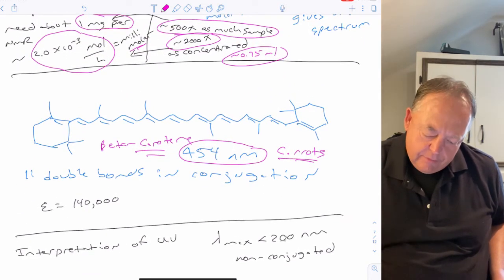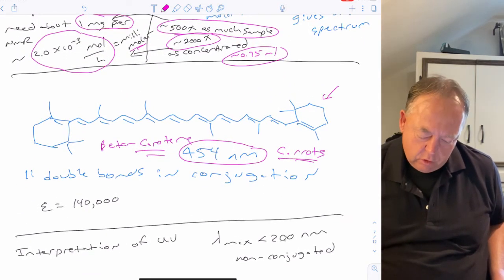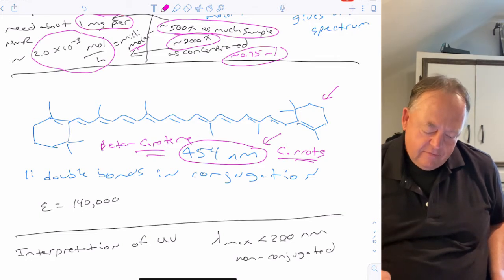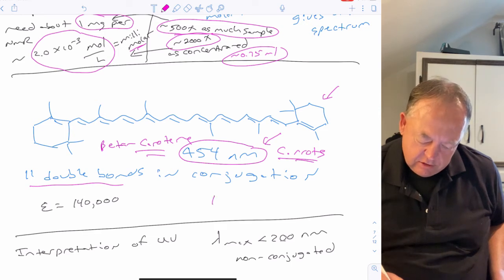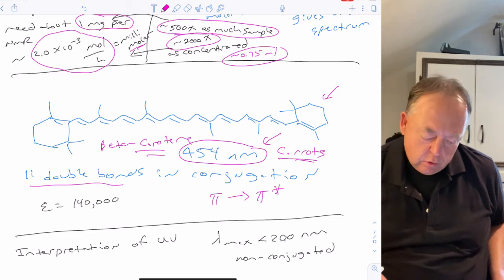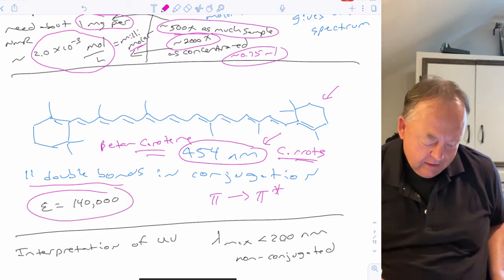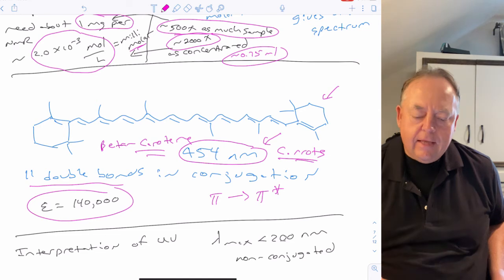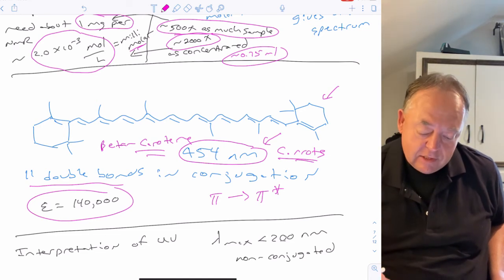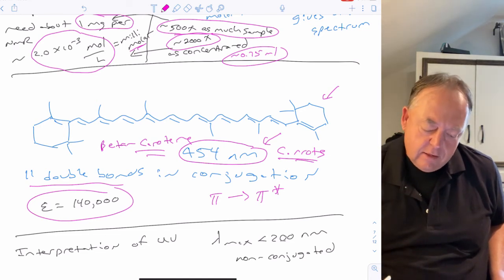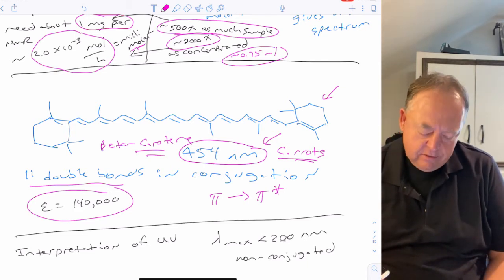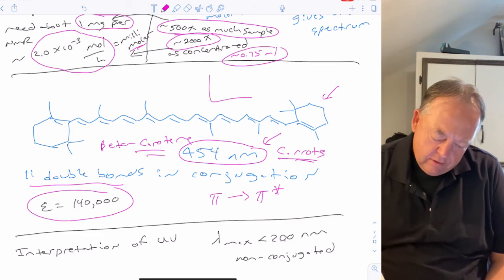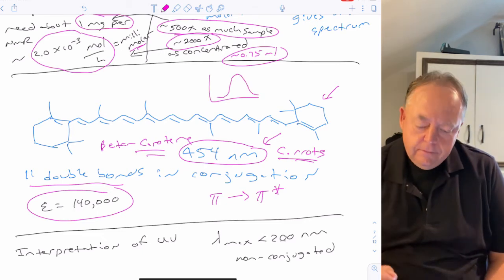So we looked at this example last time, right? That's beta carotene, which absorbs in the visible region of the spectrum, at 454 nanometers, and has 11 double bonds in conjugation. Again, the transitions that you're seeing are these pi to pi star transitions, which have huge extinction coefficients. Beta carotene has an extinction coefficient of 140,000, so you would only need very little sample at a very dilute concentration. You're going to see the color of beta carotene, and it would have a very strong absorption signal.